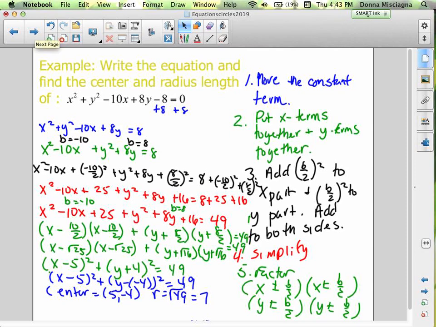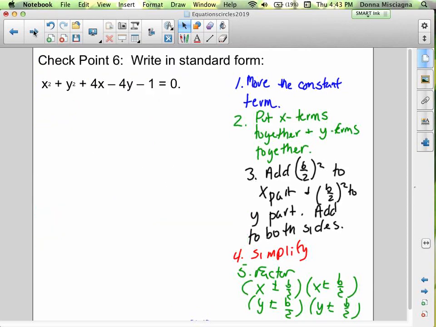All right, let's do another one. It's the same set of steps. I mean, just sometimes you don't have to do one of the steps because maybe the constant terms are already moved or the x's and y's are together. All right, so here we go. There's the next one. So we want to write this in standard form.